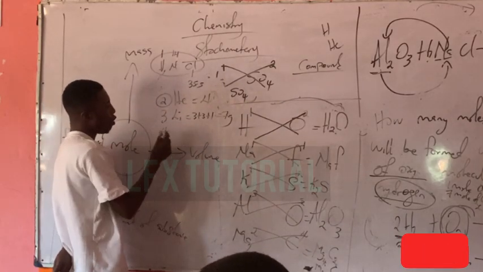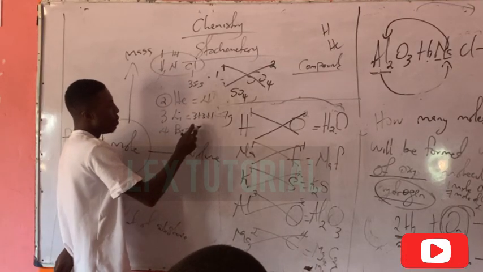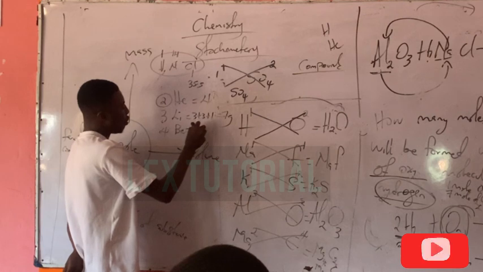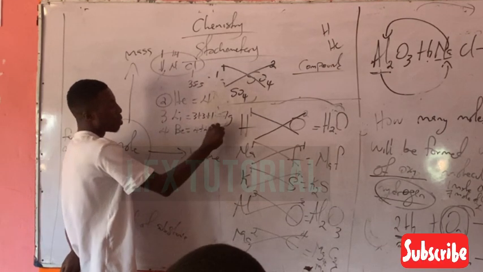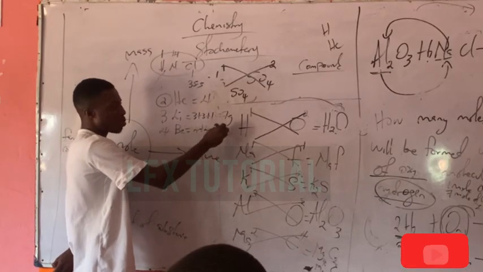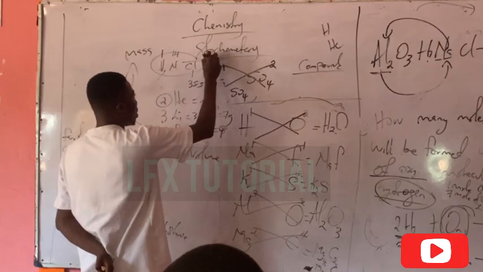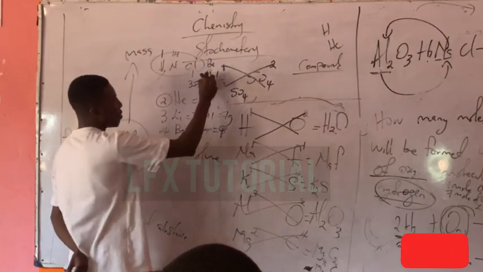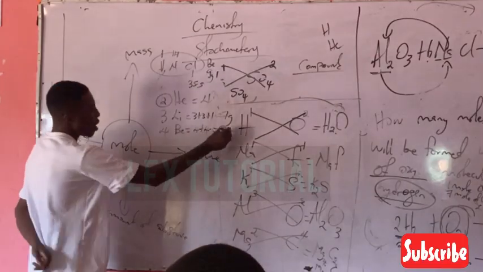The next one is 4, which is beryllium. Beryllium is 4 plus 4, which is 8, and this is 8 point something, up to 9 grams. Sorry, so put this one here. Beryllium is 9 grams.